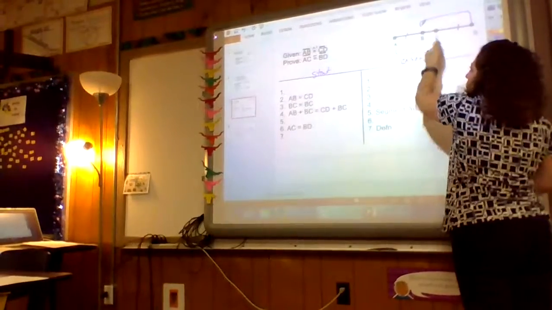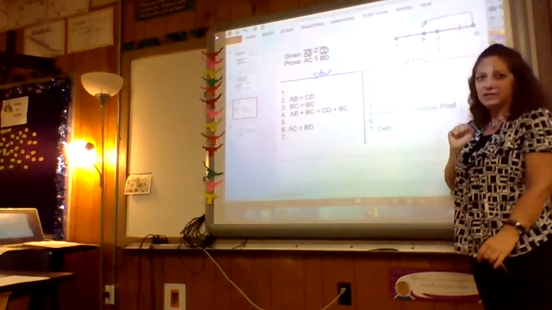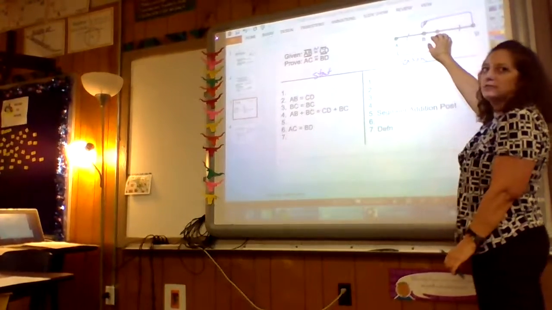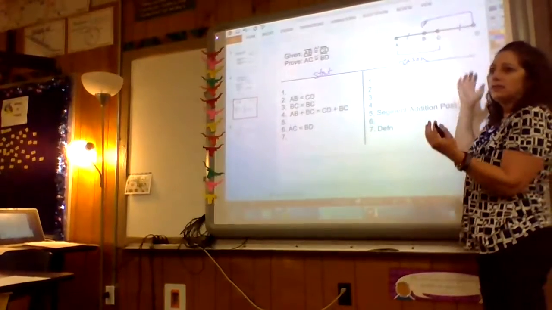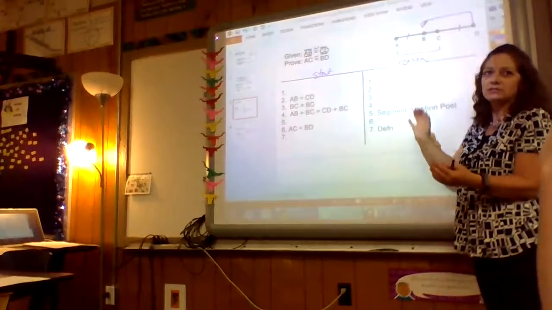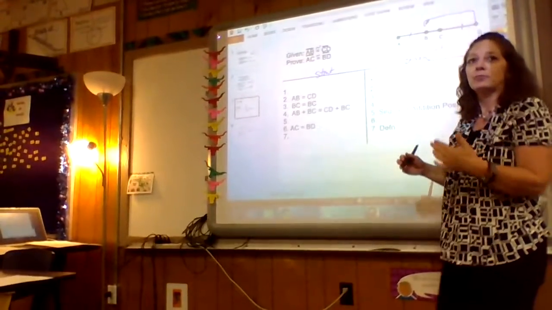7. 5 in the middle, 2 in the middle, 5 plus 2, 7. How long would BD be? 7 also, because I took the 5 and did what with the 2? Added it. And then it would show me that the lengths are the same because I've added the same amount to both pieces, right? So technically, that's what we're about to do in proof form, but without the numbers.